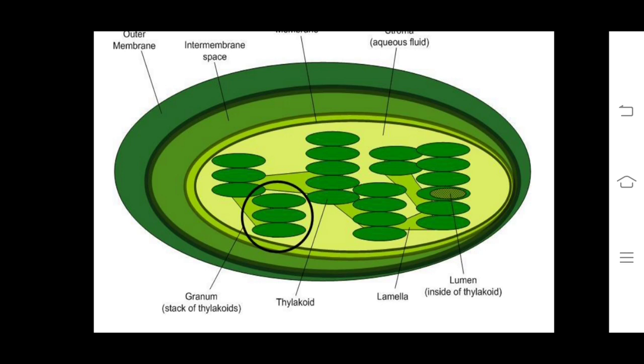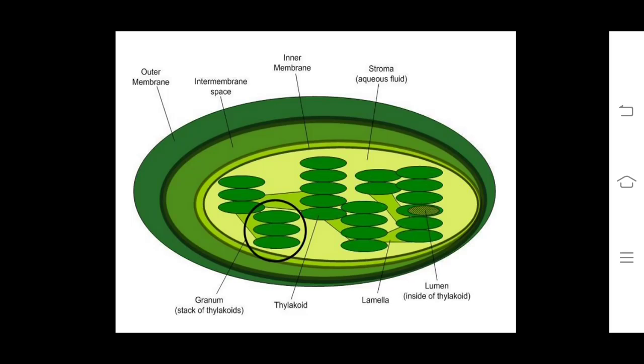And you can see a fluid substance, that is the stroma, and these thylakoids are connected to each other by means of lamella, tube-like structure. And inside the thylakoid, it is lumen, the cavity. So you can see outer membrane, inner membrane, intermediate membrane, and then the inner membrane, which forms the thylakoids. And thylakoids are the places where the photosynthesis occurs.